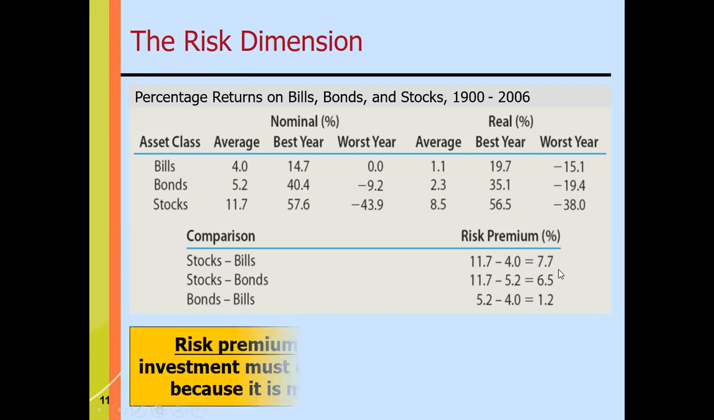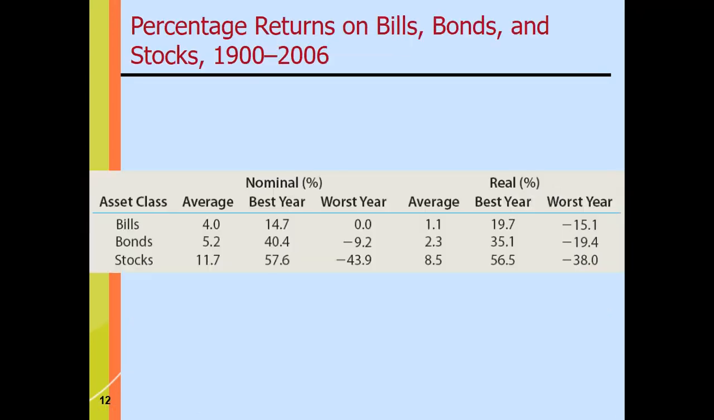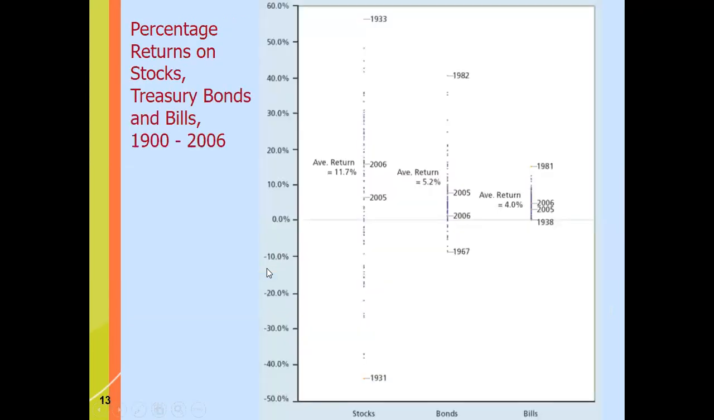So the lowest again. Then risk premium is that additional return that an investment must offer relative to some alternative because it is more risky than the alternative. So if we select stocks, we actually have higher risk premiums than if we invest in bonds, which is at 6.5%. So this is the additional return that we get because we did not choose bonds. Then in terms also of the percentage returns, again, going back, the same is true for that.